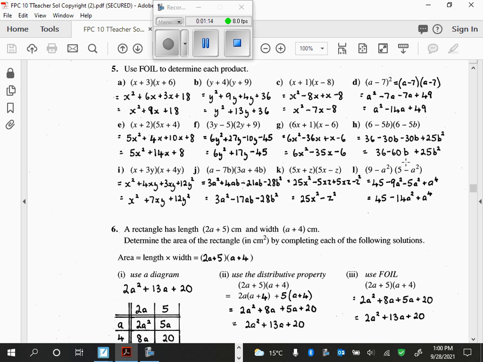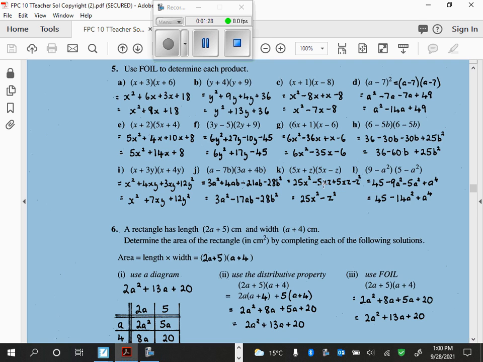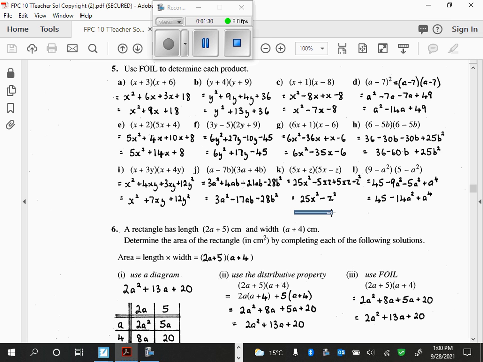Is negative 60. And lastly was the K. And this is part of the FOIL homework, but you should cancel this because they're exactly the same with different signs. So you can see that the middle terms cancel, and you're left with nothing.